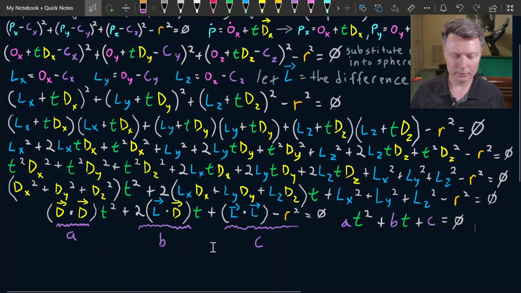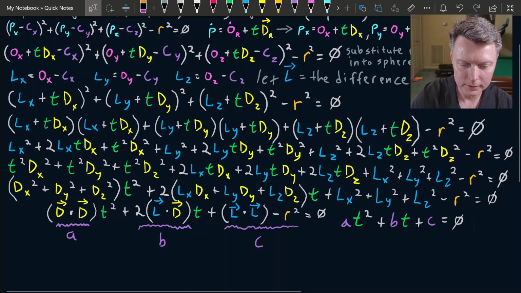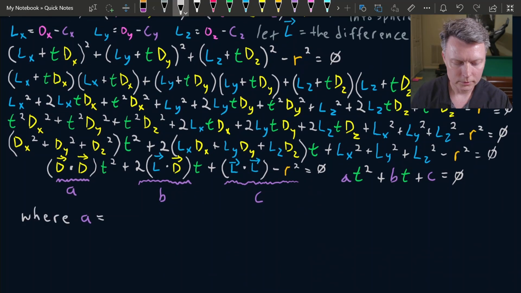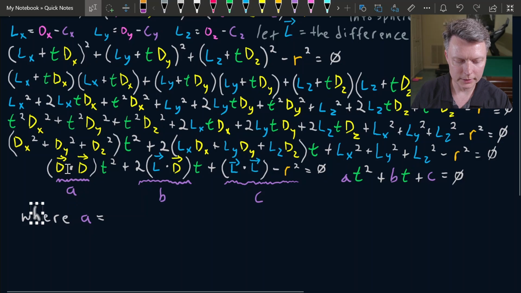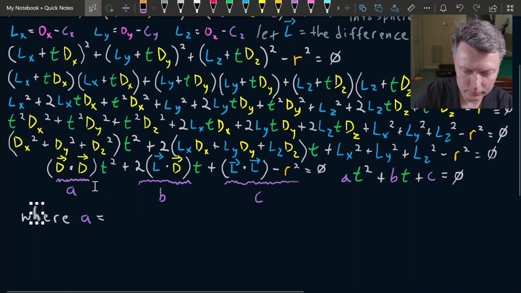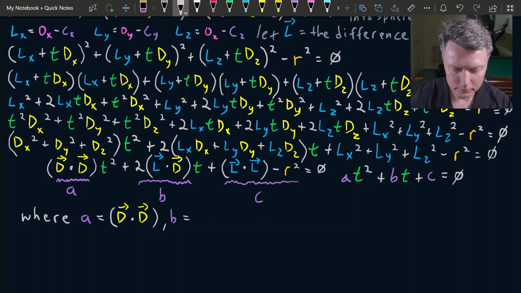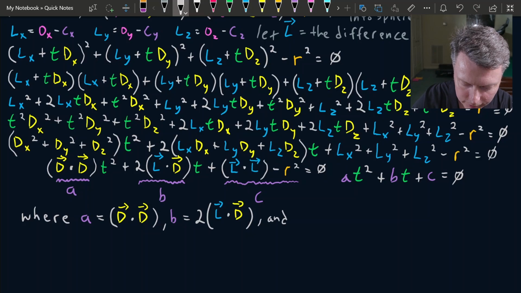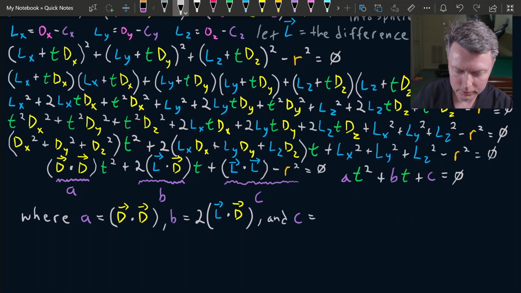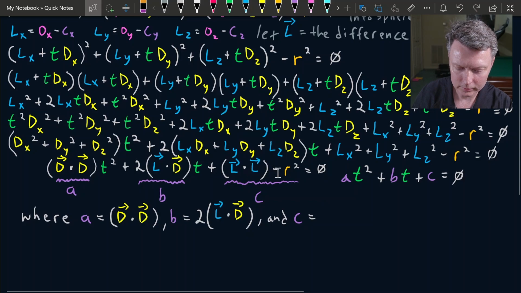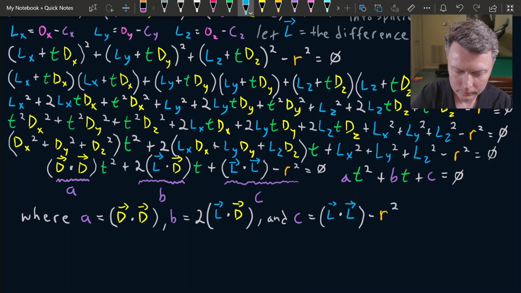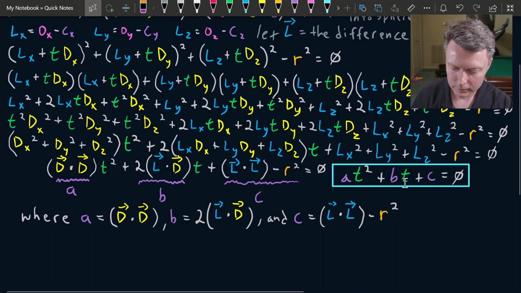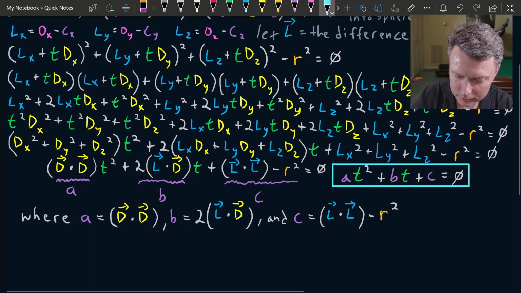Let's write out what a, b, and c are, just to be clear. a here is representing d dot d. We said that b was equal to 2 l dot d. And finally, c equals the rest, so l dot l minus r squared. I'll put a light blue box around this, and this equation in the blue box is called a quadratic equation.